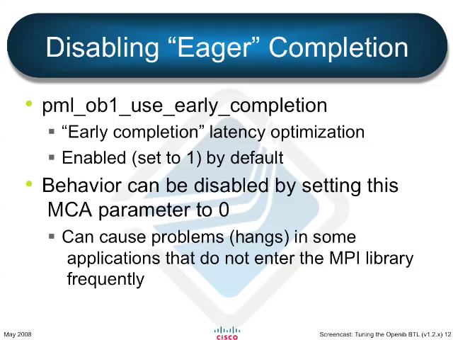This is technically a parameter to a different part of the system. It's not the openib BTL. It's the OB1 PML. I'm not really going to explain what that is right now, but suffice it to say that this is the full name of that parameter, PML OB1 use early completion. It allows Open MPI to use what we call an early completion optimization, which is good for latency.